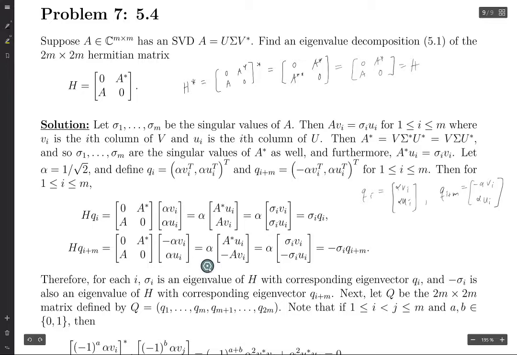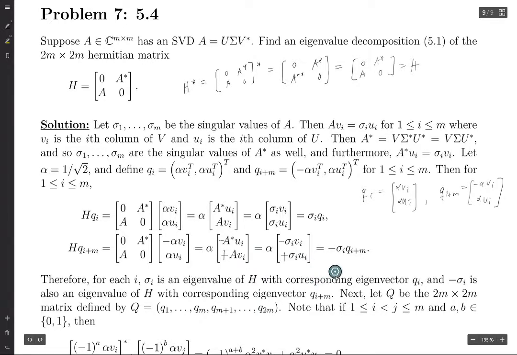What am I doing here? This doesn't look right. Alpha U_i. So this minus should be here, and this should be a plus. This minus should be here, and this should be plus. I don't know why I did that, because that doesn't make any sense. But anyways, you have these minus signs up here now.